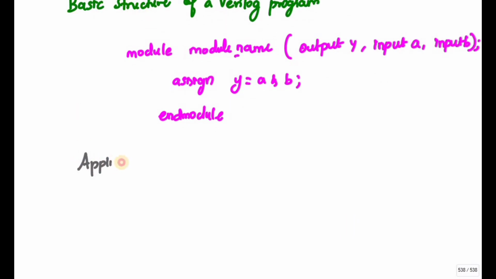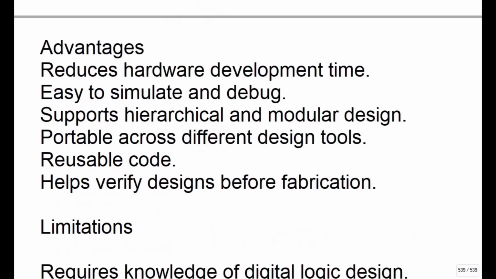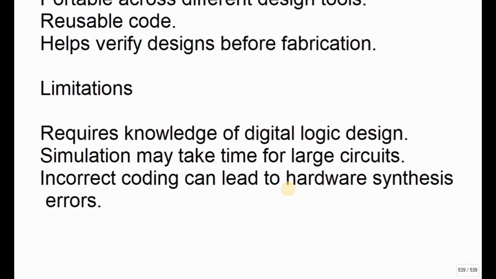Where is it used? The applications are FPGA design and ASIC design. It is also used in digital system modeling, processor design, memory design, communication systems, and DSP hardware. What are its advantages? It reduces hardware development time, and it is easy to simulate and debug. It supports hierarchical and modular design, and it is portable across different design tools. It is reusable code, and it helps to verify the design before fabrication.